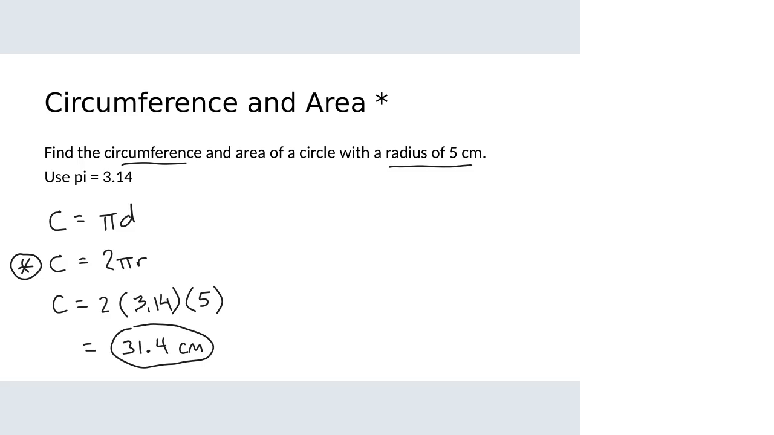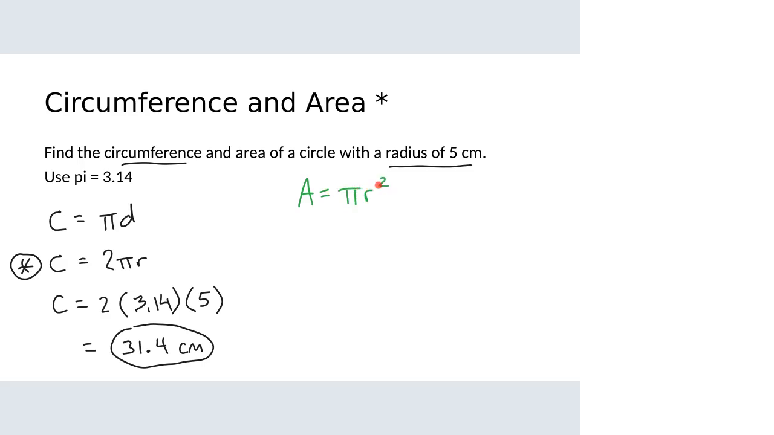This is a distance that can be walked. So it's similar to perimeter, and it's the fence that would go around the circle. So it's just a straight line distance, 31.4 centimeters. Now we'll look at the area. For area, the only formula we can use is pi r squared.